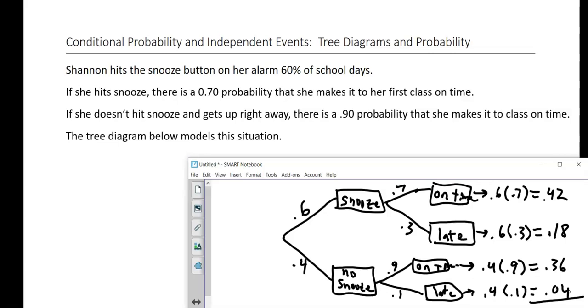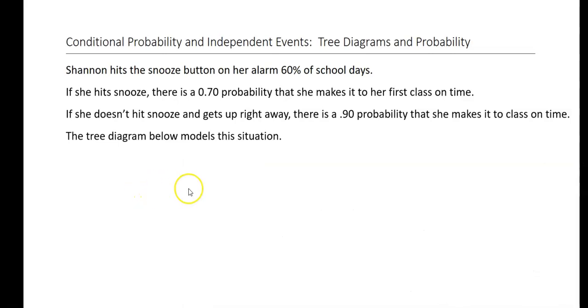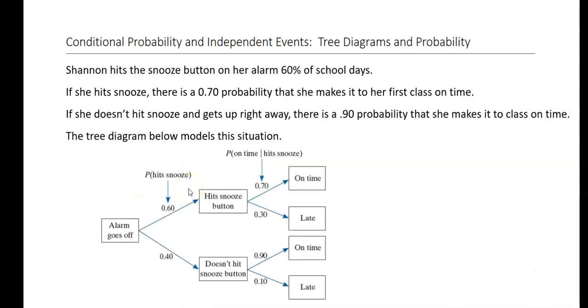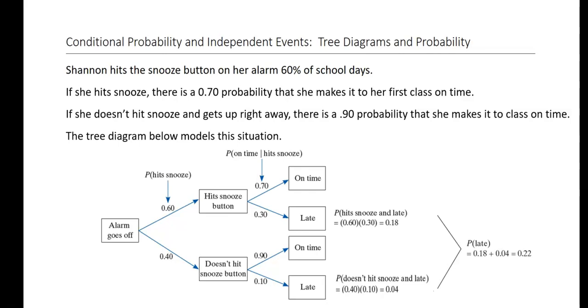So now I know the chance of each one of those combinations happening. The tree diagram models that situation. Ours is a little bit better because it has the results of every outcome on there. It's going to make it easier to do. Did they ask a question?